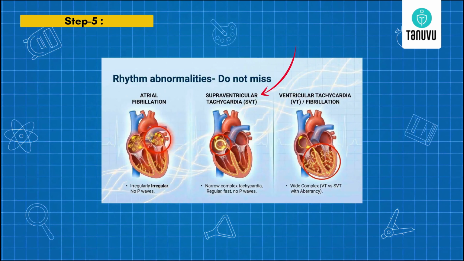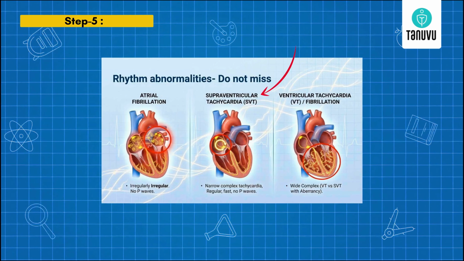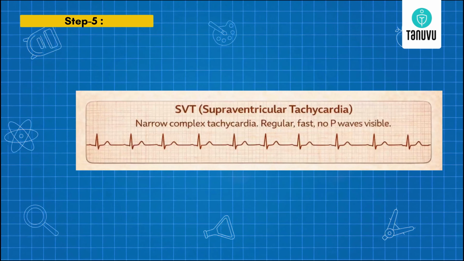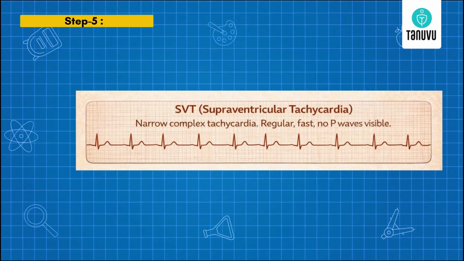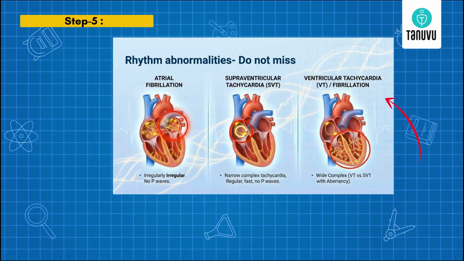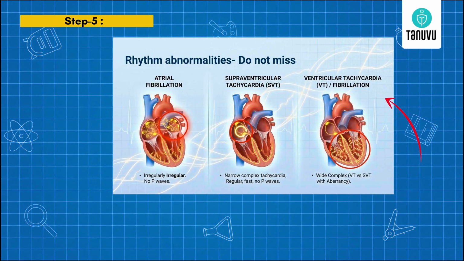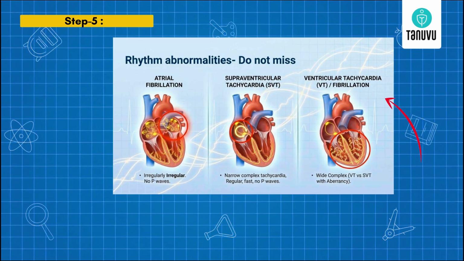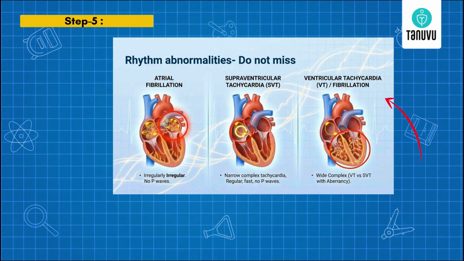The SVT is the origin of the impulse somewhere in the AV node. So the rhythm is regular, there is tachycardia and the complexes are narrow. The third one is the VT. Here the origin of the impulse seems somewhere in the left ventricle or the right ventricle.